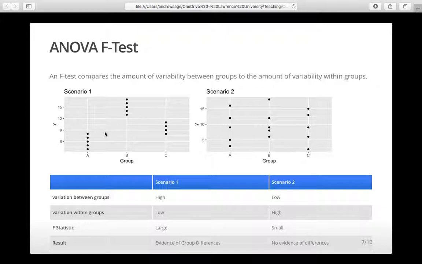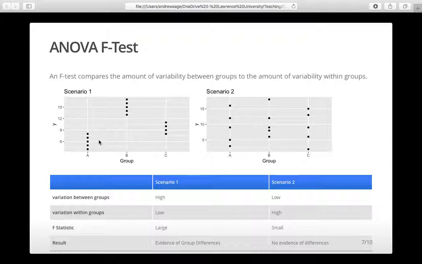In the first scenario, shown on the left, we have three groups, A, B, and C, shown on the x-axis. And you can see the response. You could think about it as weight gain or whatever we're measuring for the three groups seems to be different. In particular, group B seems to be quite a bit higher than groups A and C. And we also observe there's quite a bit of consistency within each group. All of the observations for B are pretty close together. All of the observations for A are pretty close together. Same thing with C.